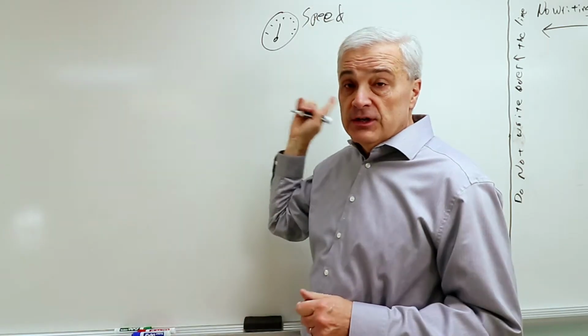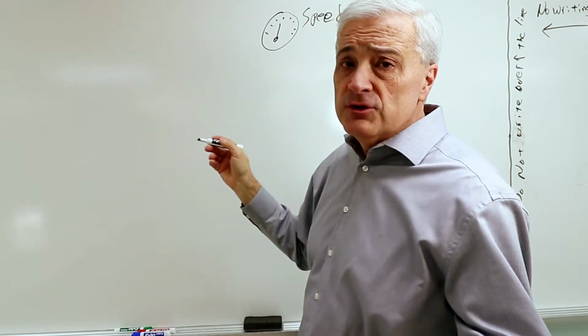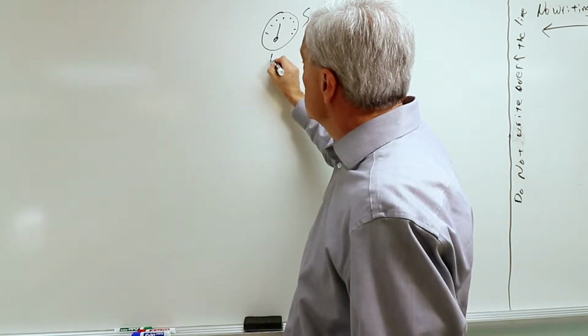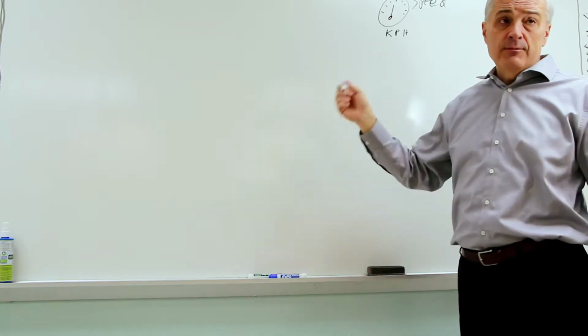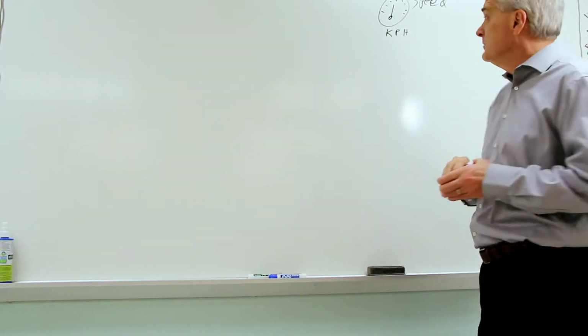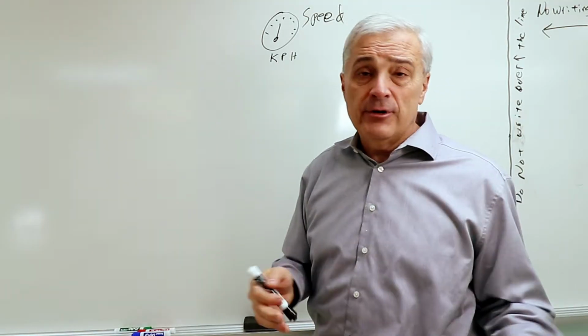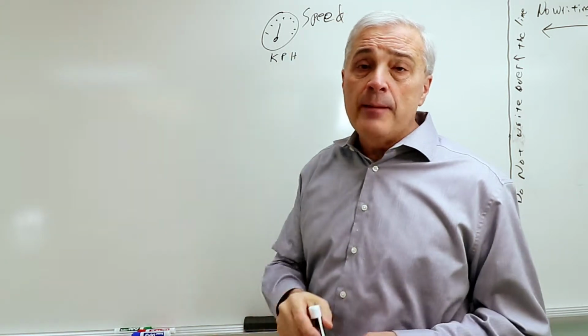The speedometer tells us the speed, and it tells us in a unit, and we're going to use the metric. We're going to use kilometers per hour, kph. Usually kilometers per hour is not written that way, but we're going to, because of our speedometer, and we can do whatever we want, we're going to call it kph, kilometers per hour.